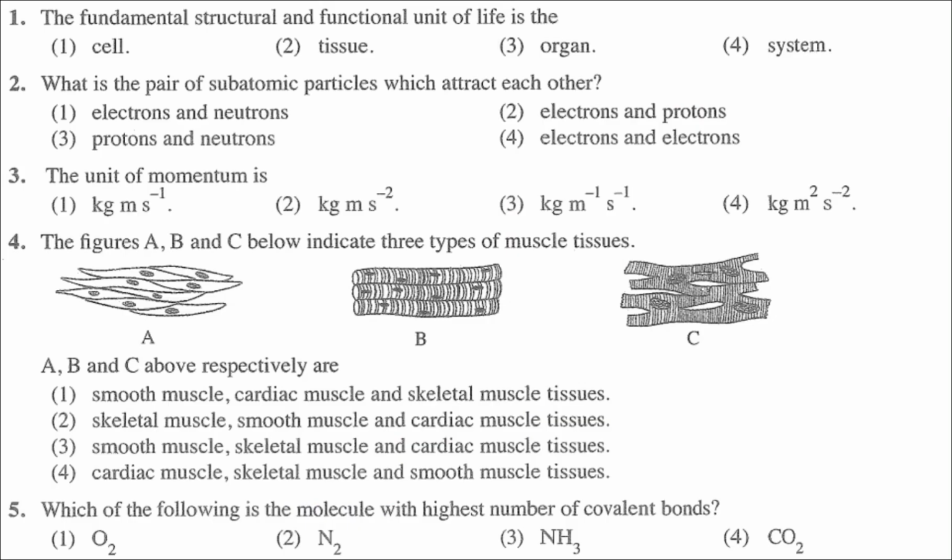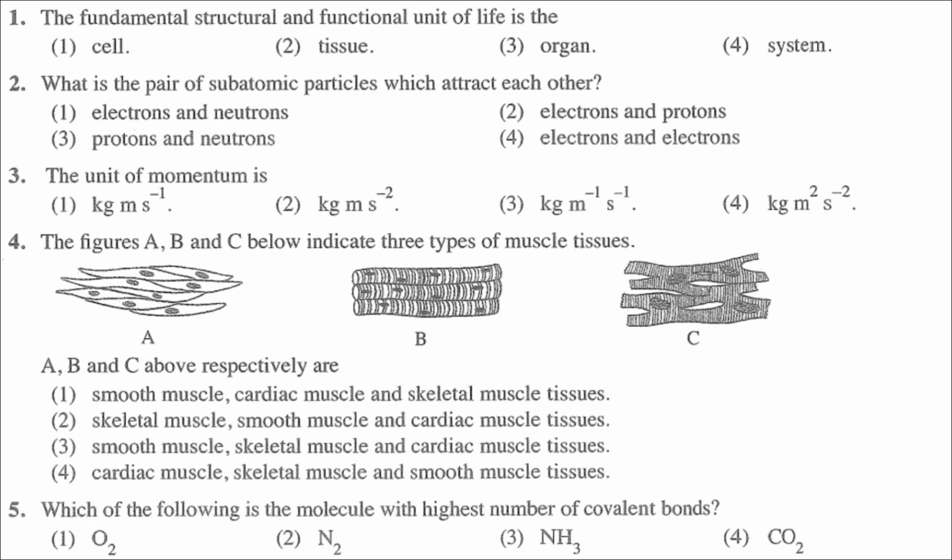The third question is the unit of momentum. So momentum is a measure of how difficult it is to stop a moving object. The momentum of a moving body is a measure of how difficult it is to stop the motion of that body. It is the quantity of motion possessed by an object. It's like a measure of motion.